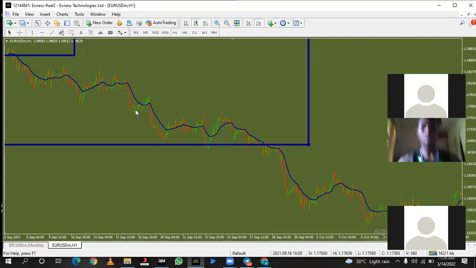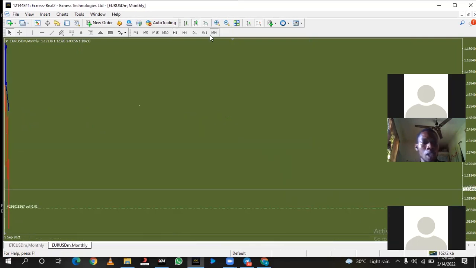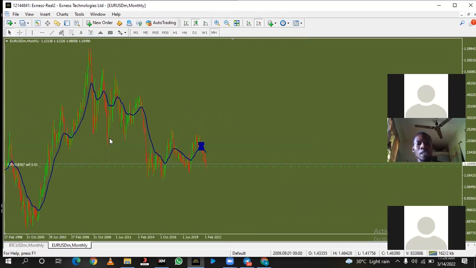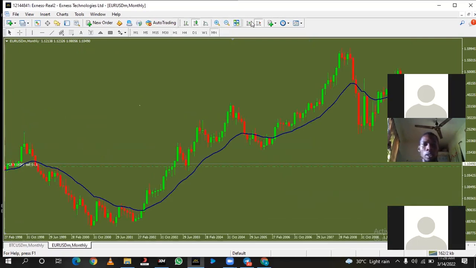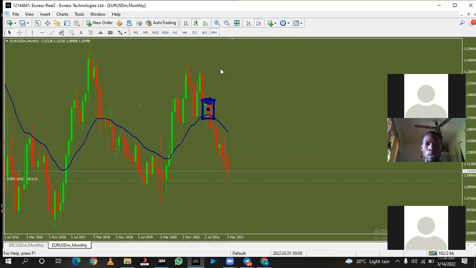Engineer, are you there? Yes. Now let's answer your question. Engineer, look at it from this particular point. Price drops, comes down to touch the moving average level. This is the first bar that touches the moving average level. That's our average rejection bar.